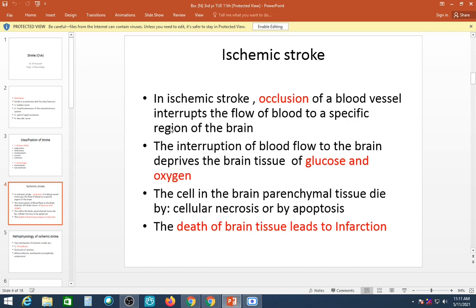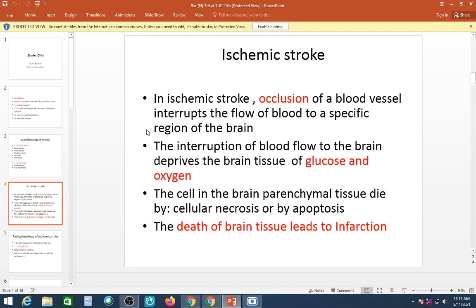Okay? So what happens in ischemic stroke? Ischemia means they are deprived of blood supply. They are hungry for blood, but the blood is not reaching. Why is the blood not reaching that part of the brain? Because the blood vessel or the artery is blocked. How it is blocked, we will study.